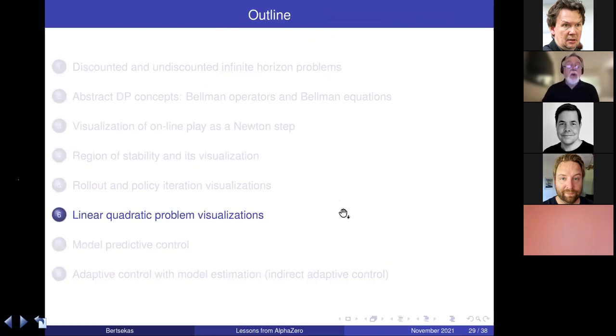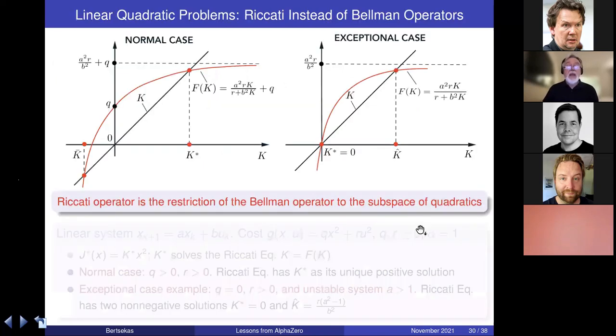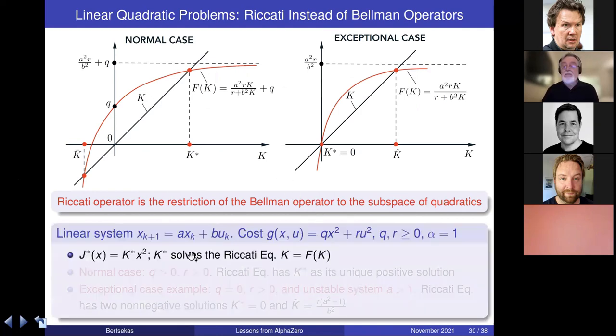So now let me go into a familiar problem for people in control, the linear quadratic problem. In linear quadratic problems, there are similar visualizations, but instead of using the Bellman operator, we use the Riccati equation operator. In this particular illustration, I'm using a one-dimensional linear system with an A coefficient and a B coefficient, a quadratic cost involving non-negative Q and R coefficients, and alpha equals one, no discounting.